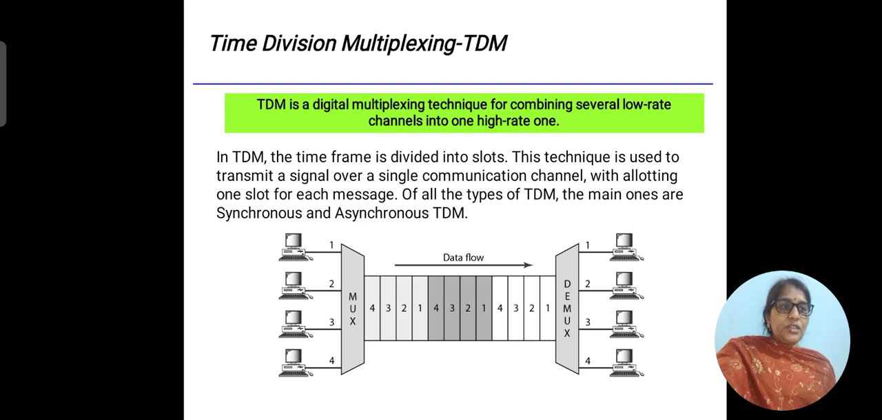The main types of TDM are synchronous and asynchronous TDM. So as shown in this figure, we have the block diagram of multiplexing and demultiplexing. The multiplexer consists of 4 input signals and the demultiplexer has 4 output signals, and the middle is nothing but the data flow, that is, the arrow mark shows the data flow.